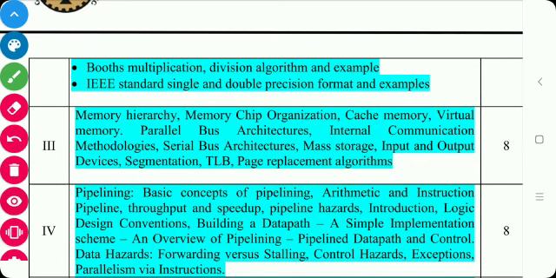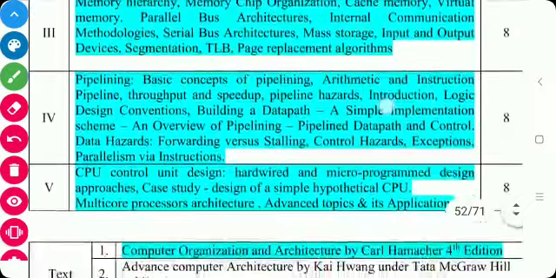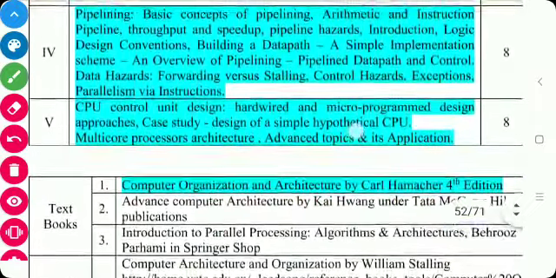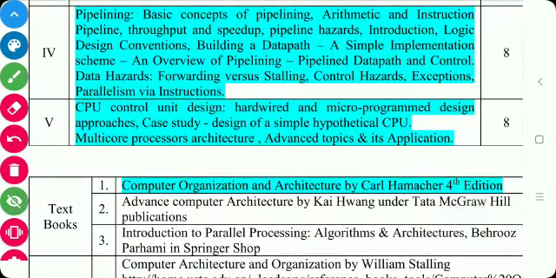Then the fourth unit is based on pipelining, which consists of the basic concepts of pipelining, arithmetic and instruction pipelines, throughput and speed, pipeline hazards, introduction, logic design conventions, building a data path, a simpler implementation scheme, an overview of pipelining, pipelined data path and control, data hazards, forwarding versus stalling, control hazards, exceptions, and parallelism via instructions.